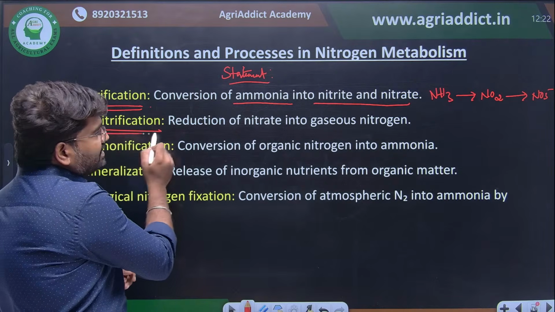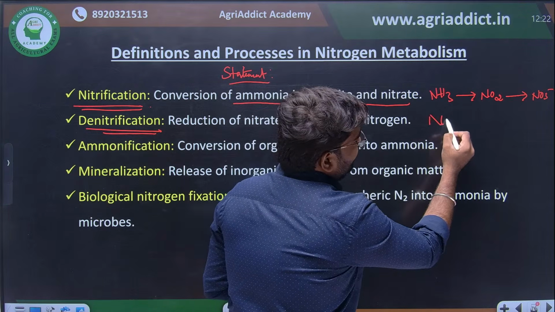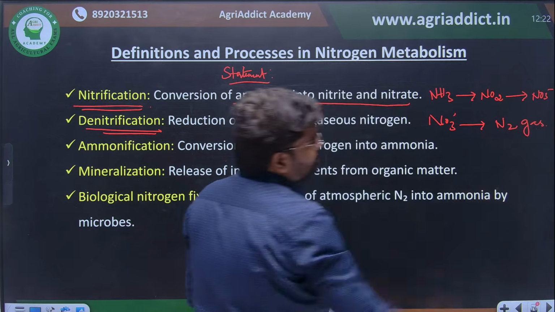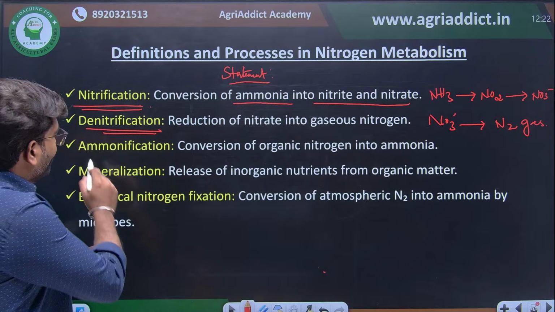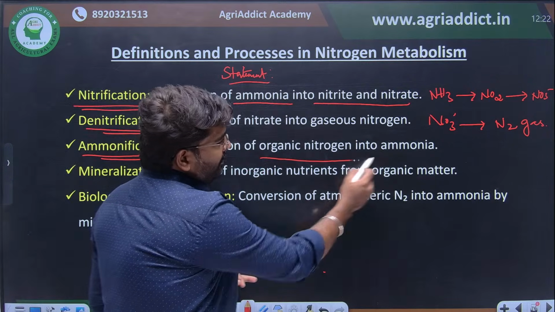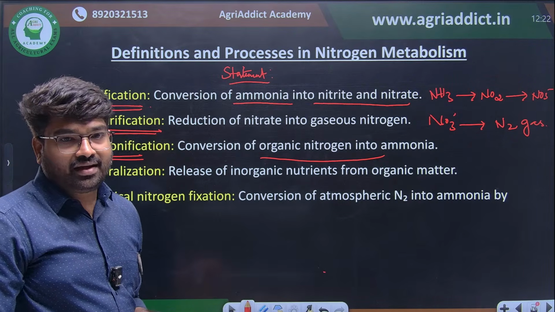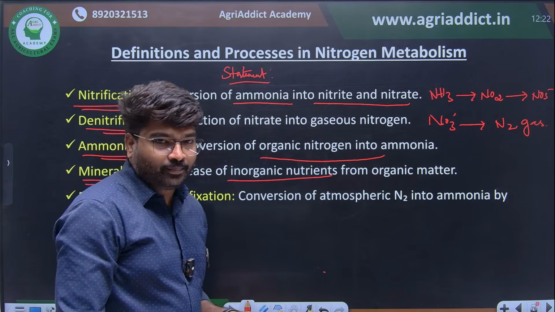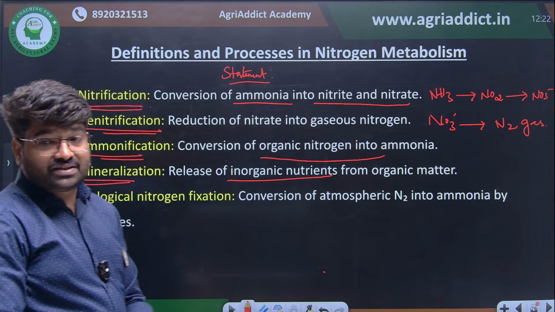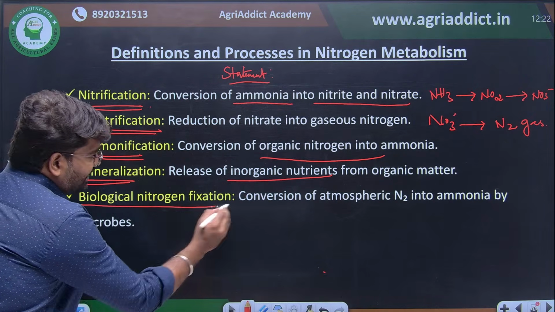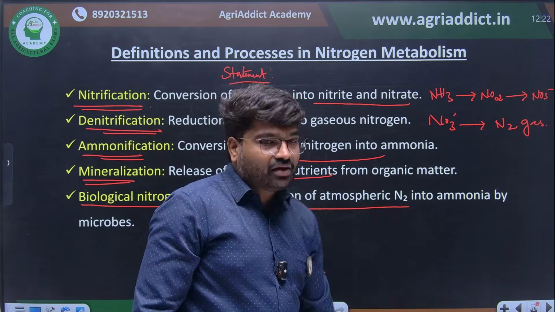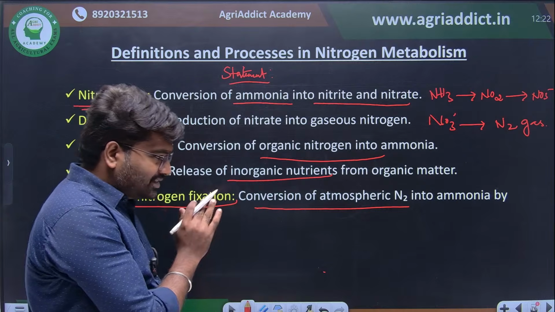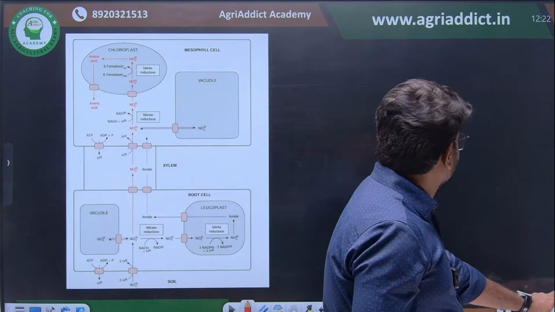Denitrification means the process of converting nitrate into nitrogen gas. Then ammonification means conversion of organic nitrogen into ammonia. Then mineralization means release of inorganic nutrients from organic matter. These definitions are very important. Then biological nitrogen fixation is the conversion of atmospheric nitrogen into ammonia by microbes. These are the most important definitions you have to remember.